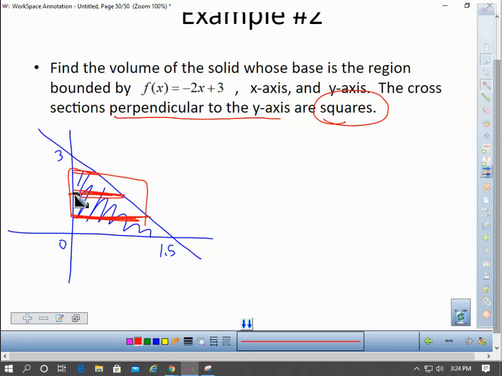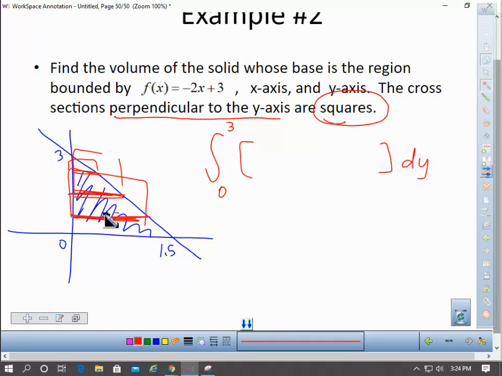I could draw pictures like this and it'd look like that. So if they're perpendicular to the y-axis, that means when I integrate, I'm dy. So now I'm in y's, okay? So now I need my limits of integration to be y values. So I've got to go from 0 to 3 instead of going from 0 to 1.5. That would be x's. I need to go 0 to 3 because I'm perpendicular to the y-axis, so I'm in y. So I'm dy, okay?